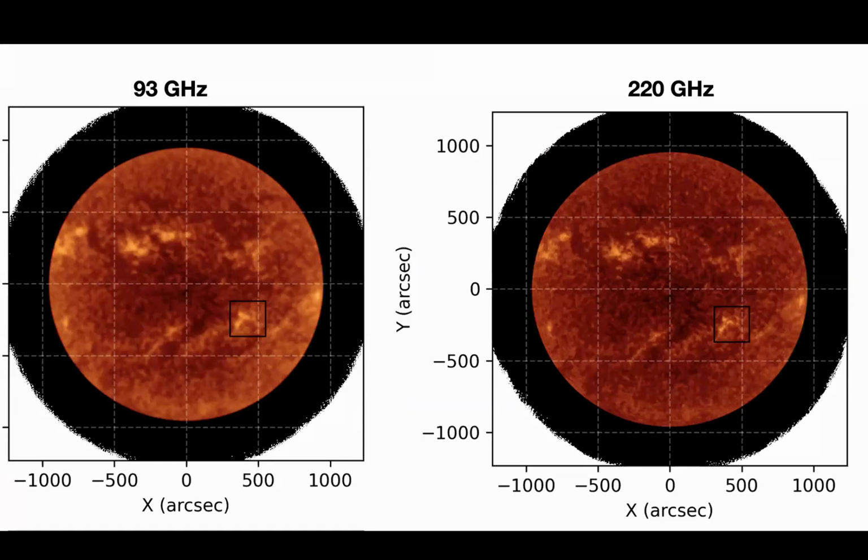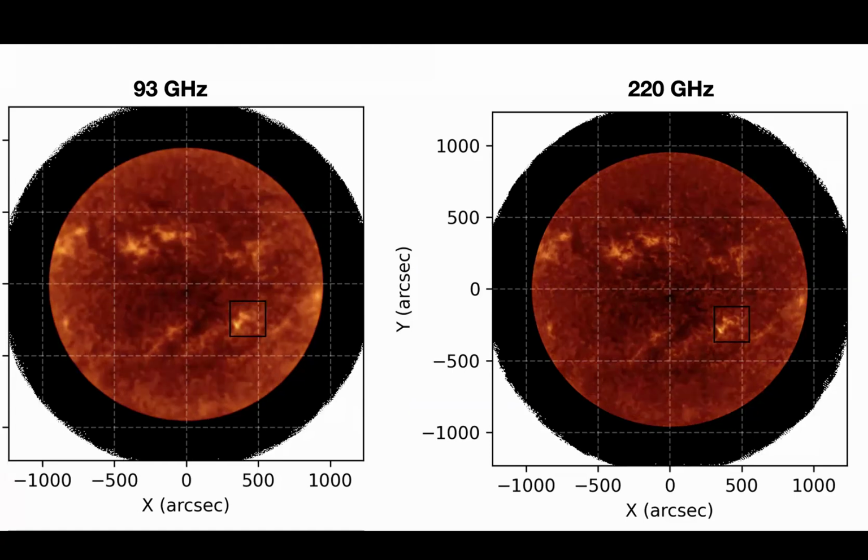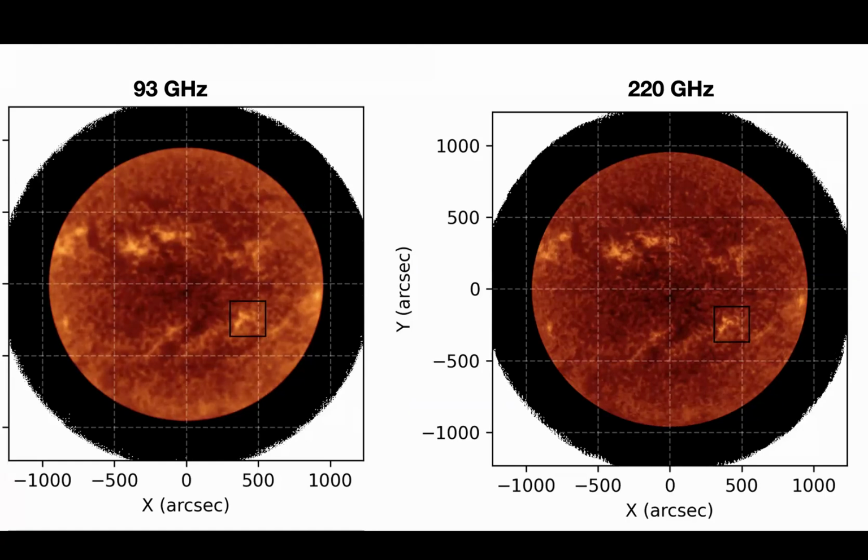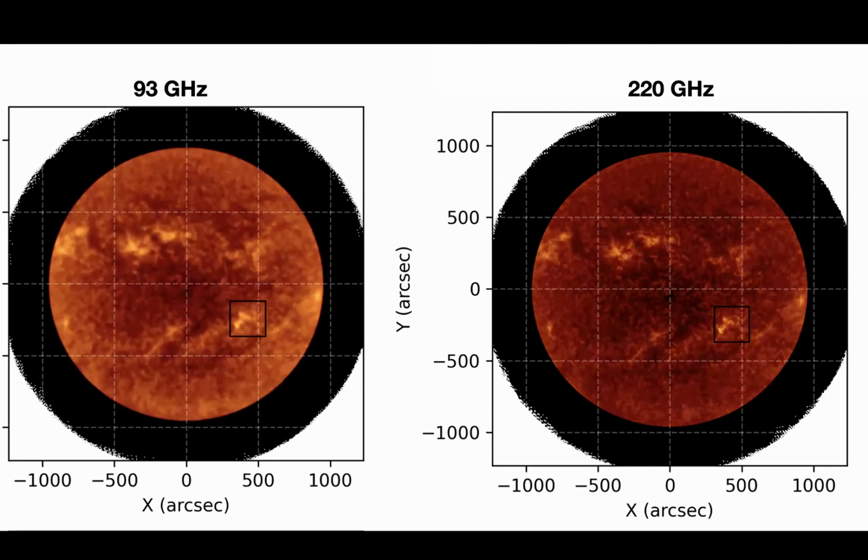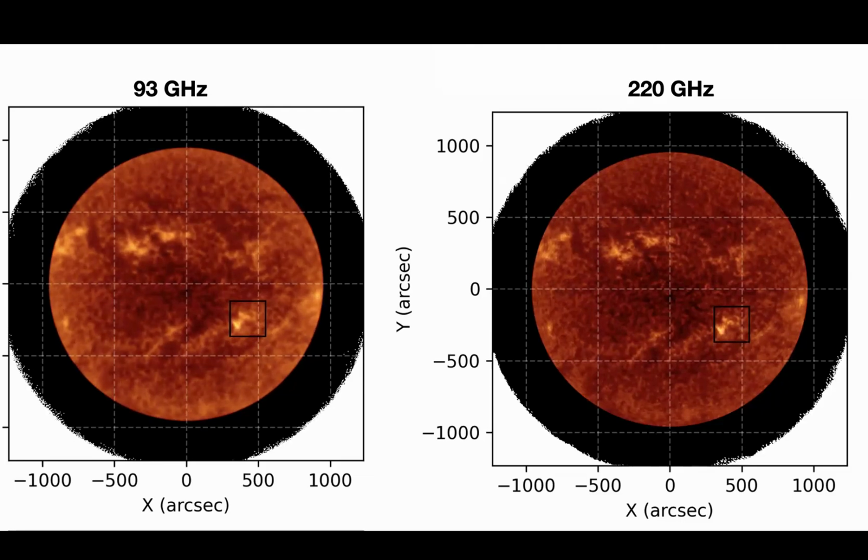So here you have the resulting full disk, now time evolving simulated AtLAST observations at 93 and 220 gigahertz, showing the full solar disk at a cadence of 35 seconds. You can immediately see that as you increase the frequency from 93 to 220, naturally the angular resolution improves. But in the 93 gigahertz map, you can still recognize a lot of the active regions, and you can really see some of the structures quite well.